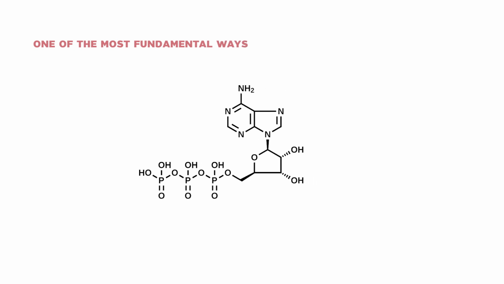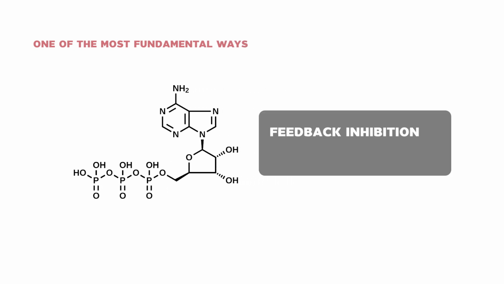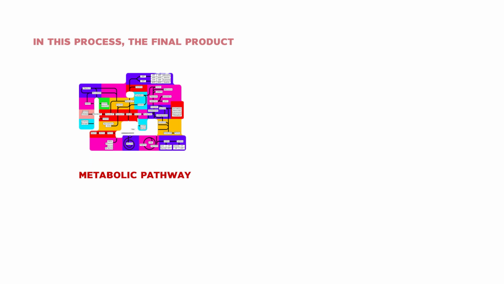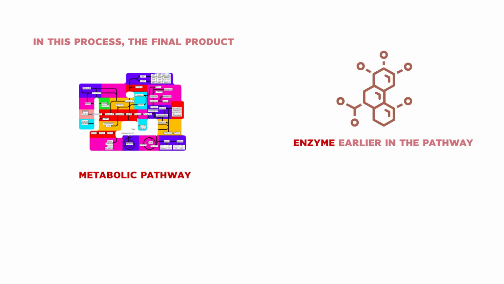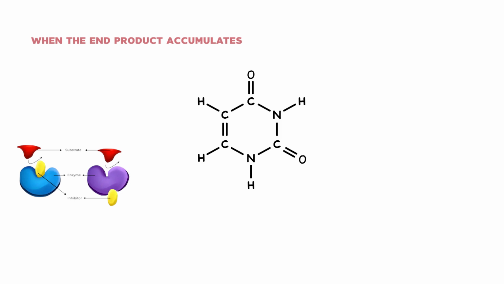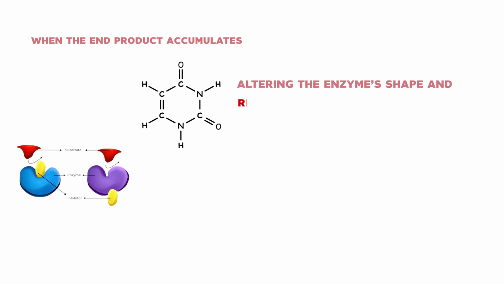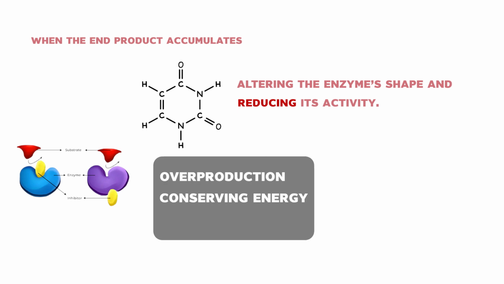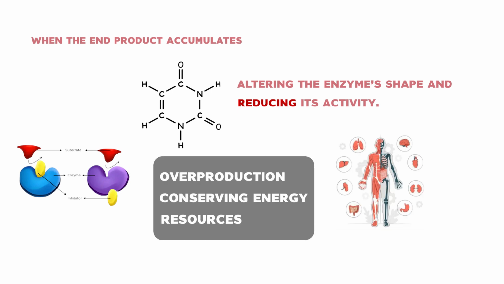One of the most fundamental ways cells regulate enzyme activity is through feedback inhibition, also called end product inhibition. In this process, the final product of a metabolic pathway acts as an inhibitor for an enzyme earlier in the pathway. It's a classic example of negative feedback. When the end product accumulates, it binds allosterically to an enzyme in the pathway, altering the enzyme's shape and reducing its activity. This mechanism prevents overproduction, conserving energy and resources while maintaining homeostasis.